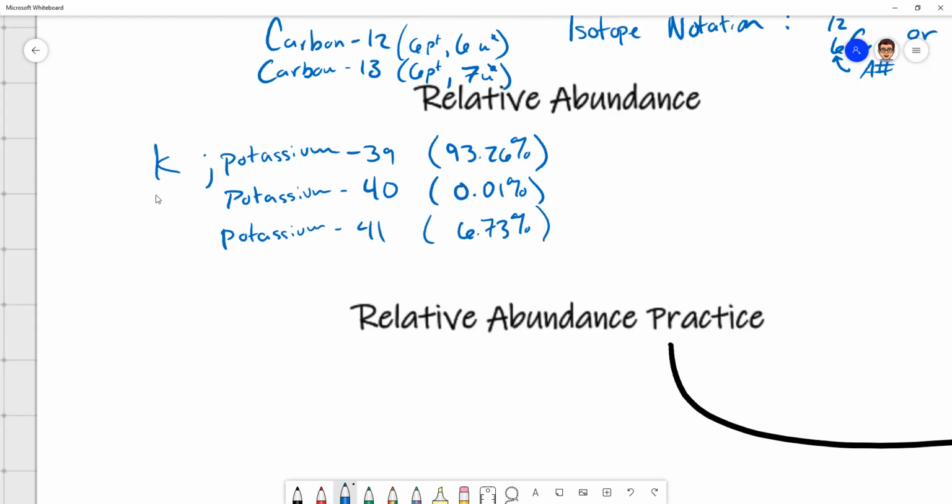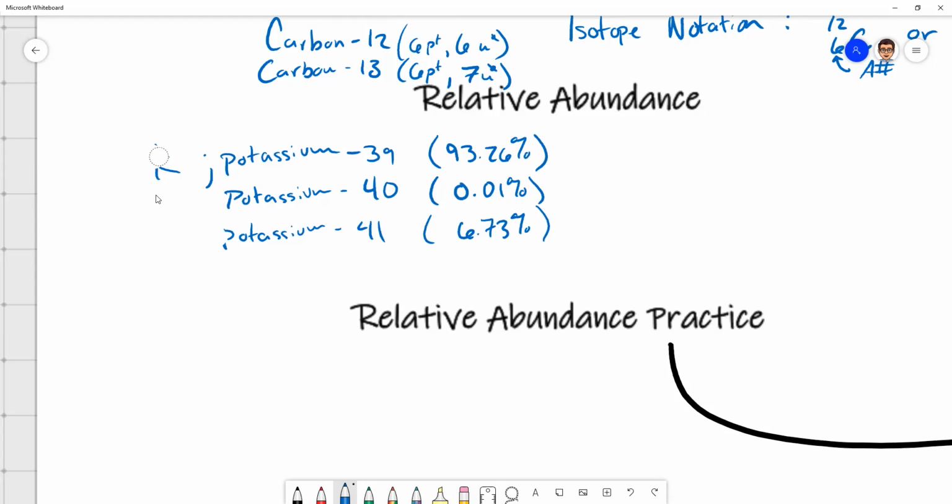This tells us just the percentage in nature that we find each of these isotopes. So 93% of the time, if we're dealing with potassium on our Earth, it is going to be potassium-39, meaning it has 19 protons and 20 neutrons, because potassium is element 19.